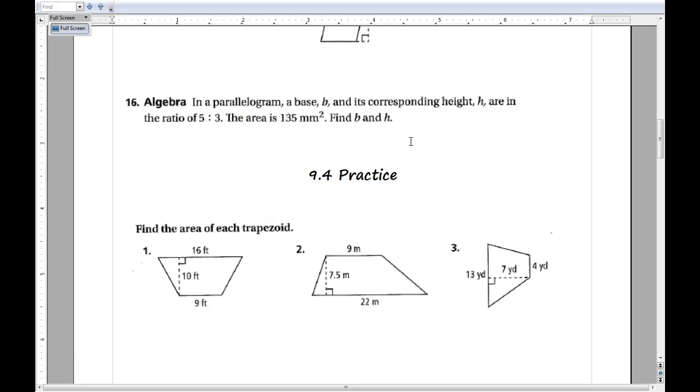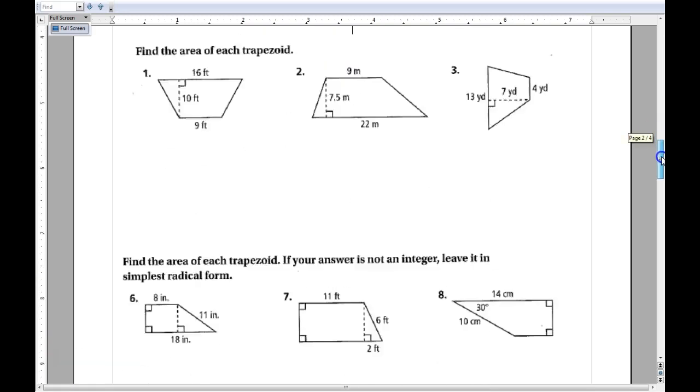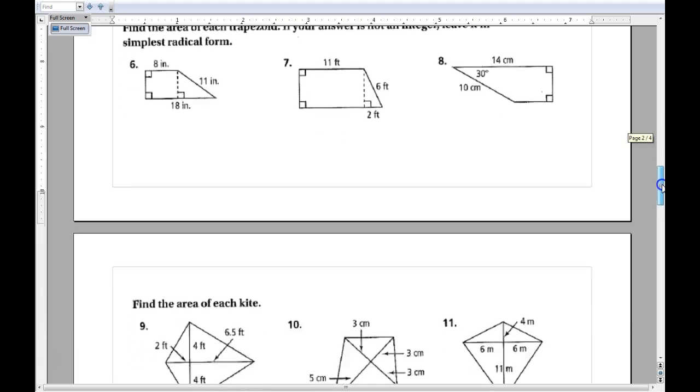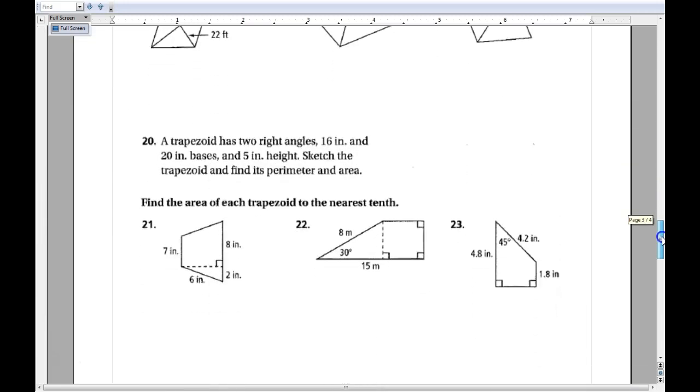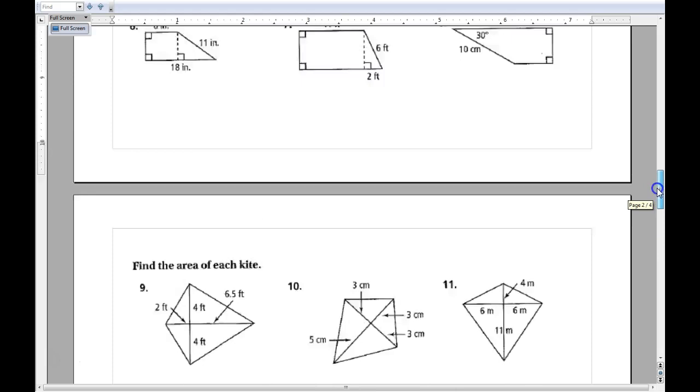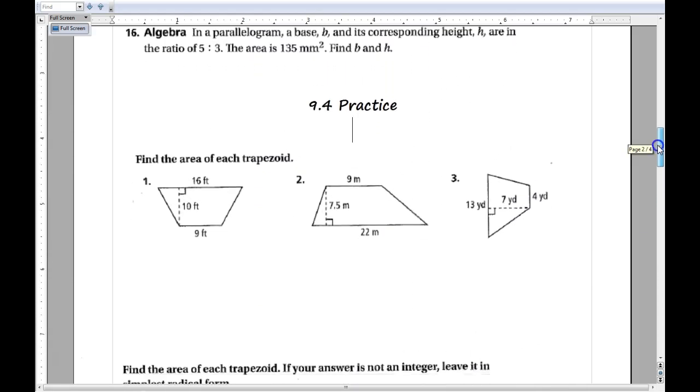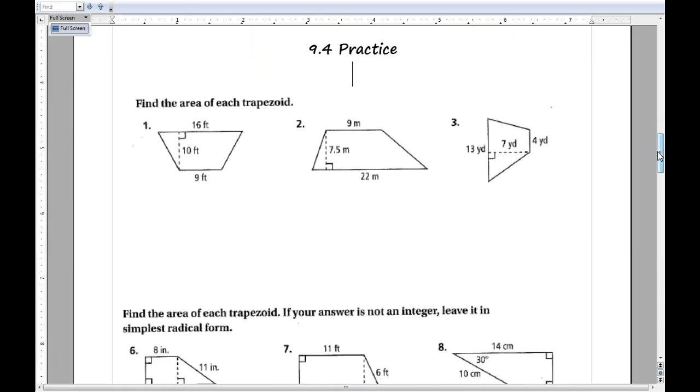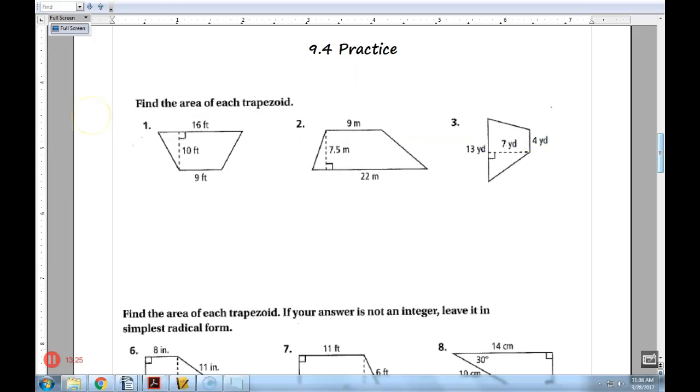Alright, so now we're down here into the practice, and we have some trapezoids on here, and it looks like we get into kites. So I'm going to keep on going because we really didn't get to do in the notes up there, I didn't see many trapezoids or other stuff, so I'm going to try to do one of each shape just so you have a little bit of practice. So on number 1 it says find the area of the trapezoid.